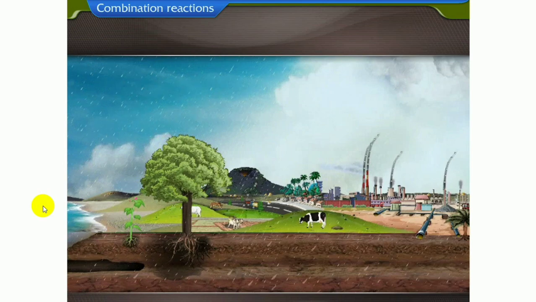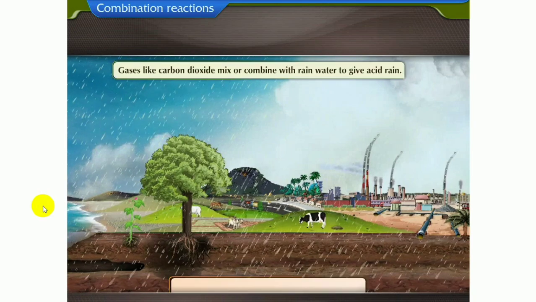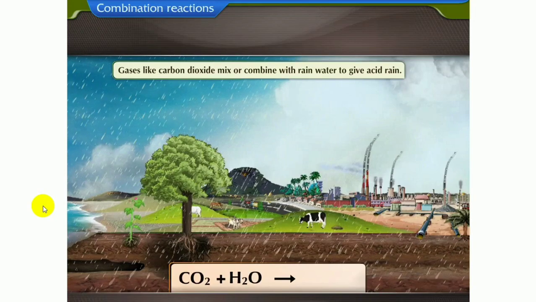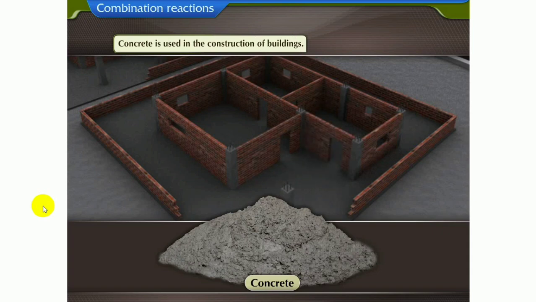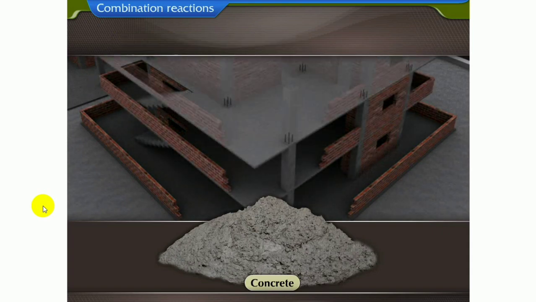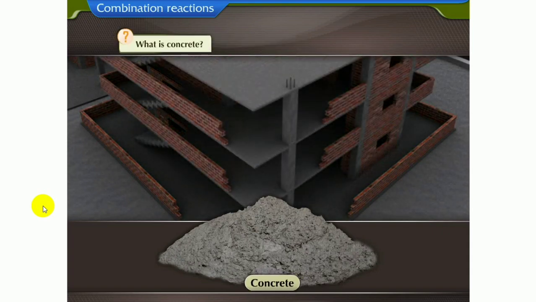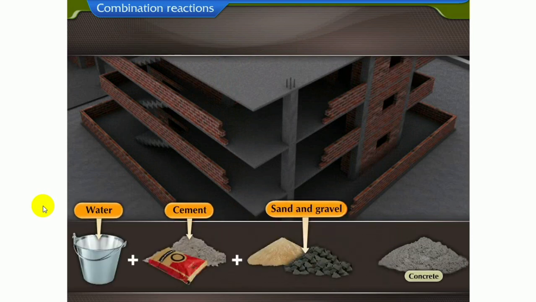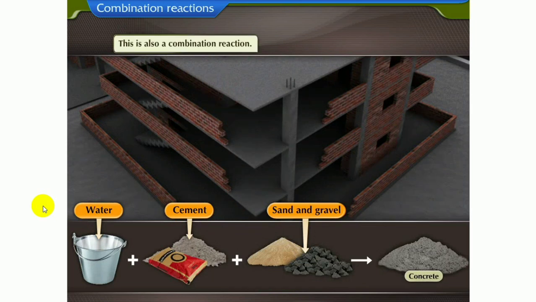Another example is the formation of acid rain. Gases like carbon dioxide mix or combine with rainwater to give acid rain. You know that concrete is used in the construction of buildings. What is concrete? When water is added to a mixture of cement, sand and gravel and allowed to set, it imparts strength to the building. The substance so obtained is called concrete. This is also a combination reaction.